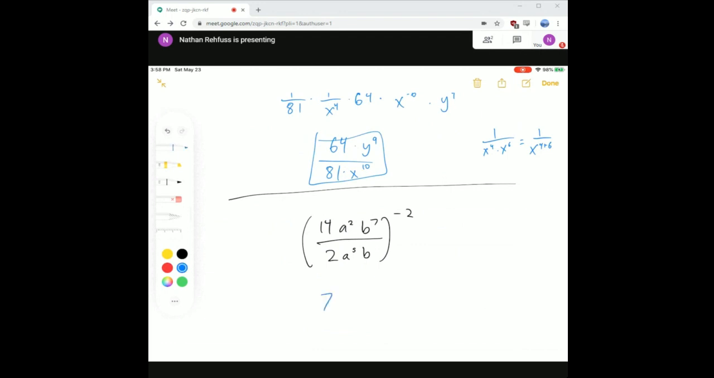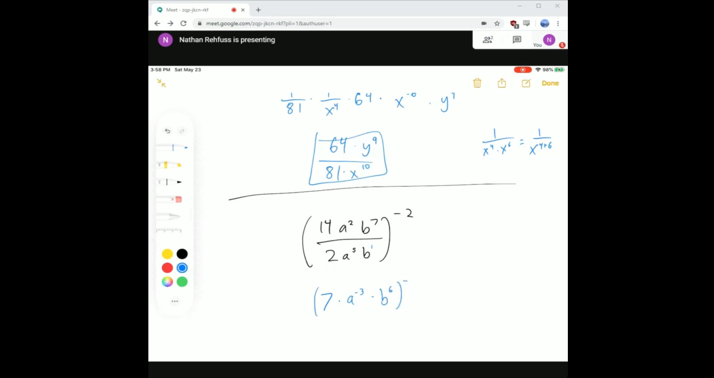What's a squared over a to the 5th? Well, a to the 2 minus 5, that's a to the negative 3. And b to the 7th divided by b, remember b is the same as b to the 1st. So 7 minus 1 is 6. This will be b to the 6, because this is the quotient property.